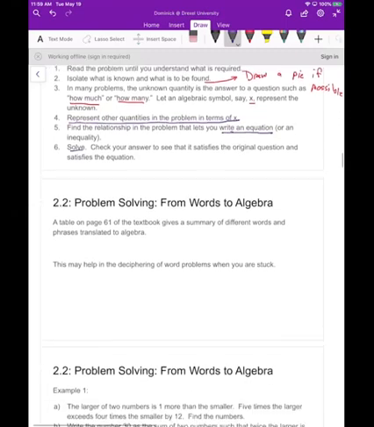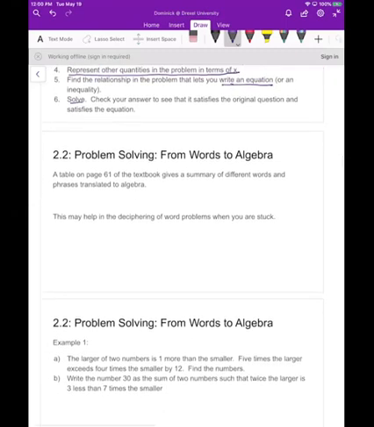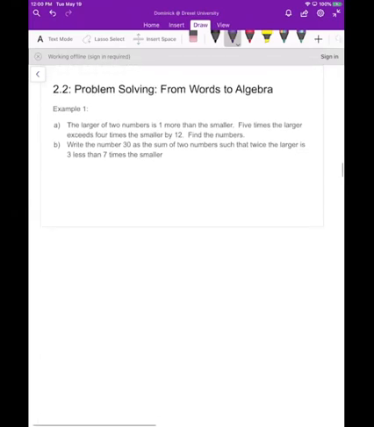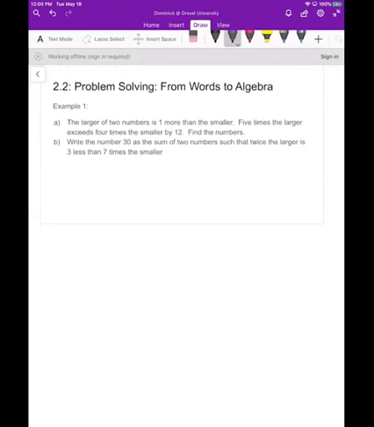All right. So let's look at some examples. Now, one more thing I'll mention before we look at an example is that there is a table on page 61 of our textbook, and that can help you translate some of the words to algebraic expressions. All right. But let's look at this first example. So we're told that the larger of two numbers is one more than the smaller number. And then we also know that 5 times the larger number exceeds 4 times the smaller number by 12. We want to find the numbers.